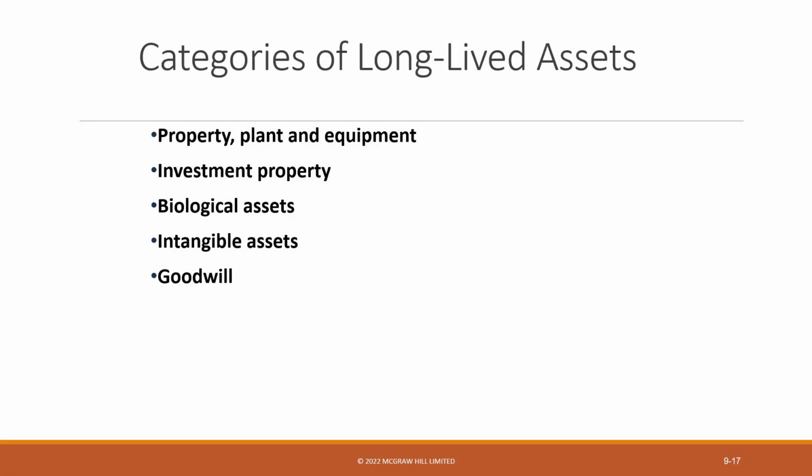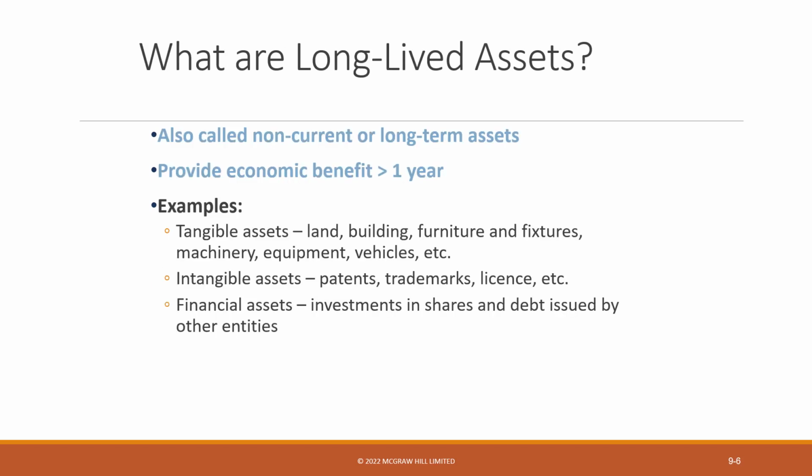All 5 categories should be very familiar to you. They're the groupings that are used when we report long-lived assets on the Statement of Financial Position, also called the balance sheet. Note that I haven't covered financial assets, investments in the shares or debt issued by another entity. That's because that's a huge topic and it'll be the subject of a totally different chapter.